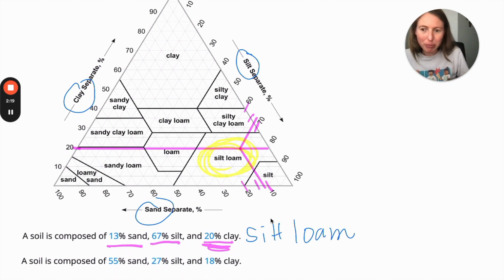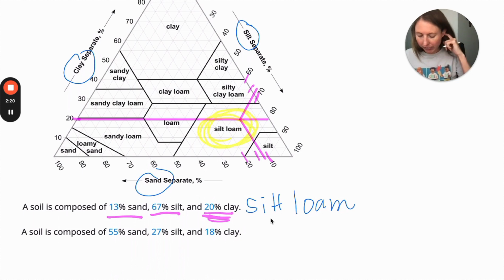Let's try it for one more. A soil is composed of 55% sand, 27% silt, and 18% clay. So I'm going to do this one in a different color so we can show it on here. And let's start with the clay again. So it's right below the 20% this time. And then we'll go ahead and do the sand next.